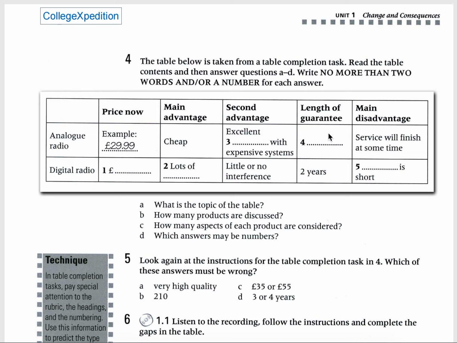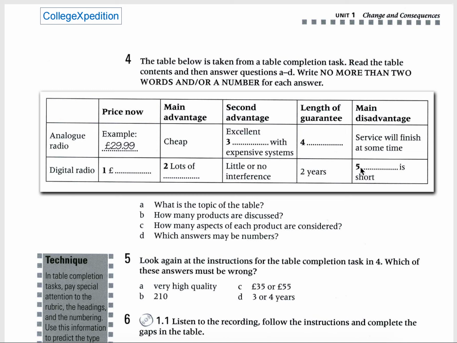And for number 4, this is talking about the length of guarantee. For the digital radio, you already have an answer here, 2 years. So you're expecting the number and also years. So you guess how many years. This is about the guarantee, how long. So yes, you are expecting a number and the word years.